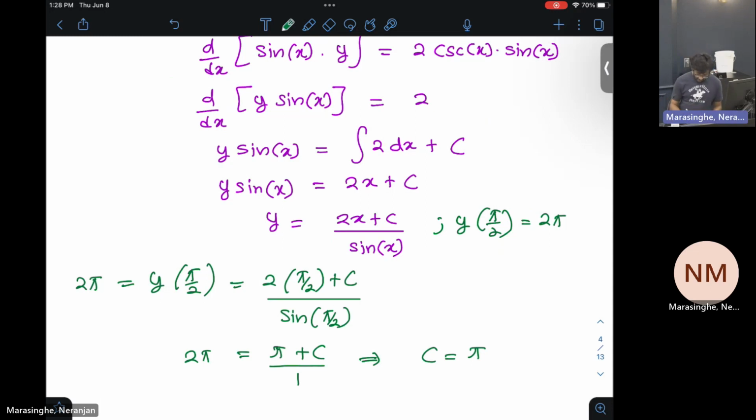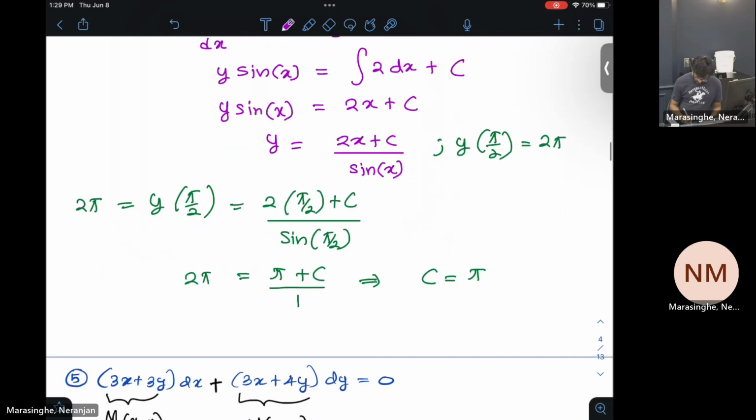Okay, so now I know y, right? y of x is equal to x plus pi divided by sine of x. Okay, this is the solution. Any question?